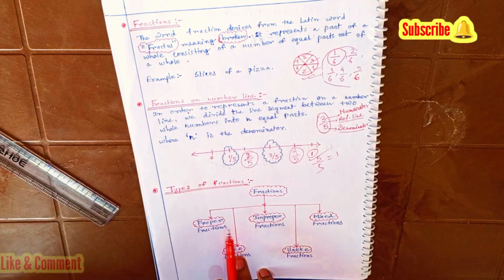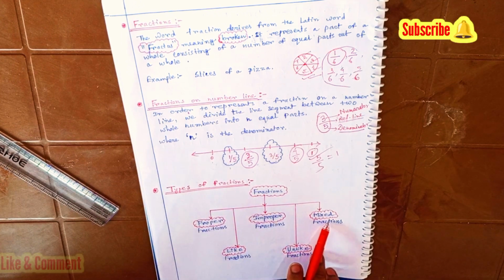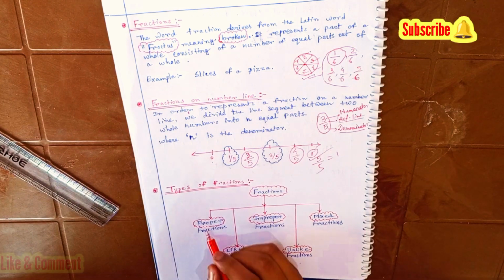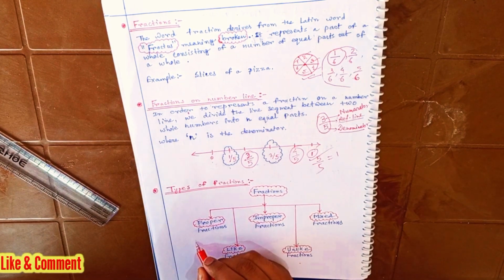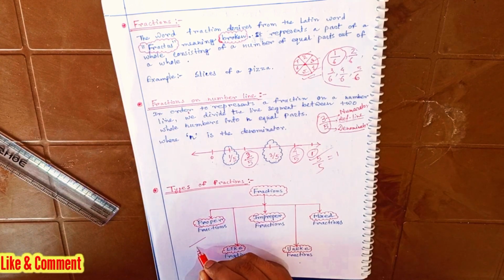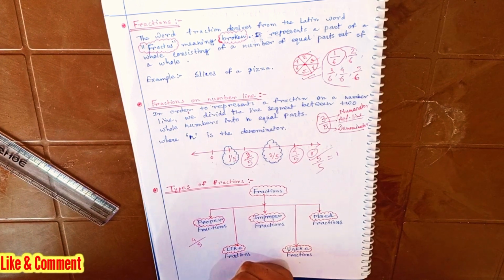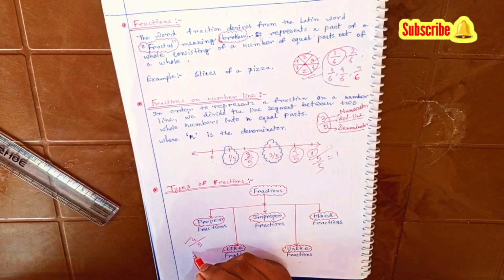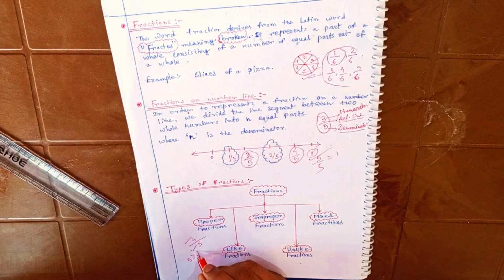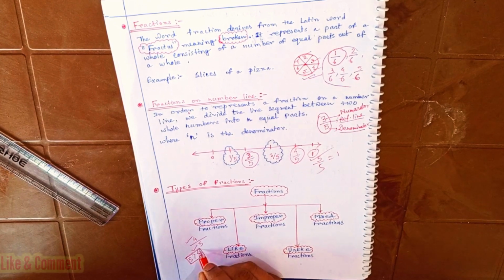Here many types of fraction are there: proper fraction, improper fraction, mixed fractions, like fractions, unlike fractions. Proper fraction means the denominator is greater than the numerator, like 4 by 5. Here the denominator is greater than the numerator. This is the condition for proper fraction.